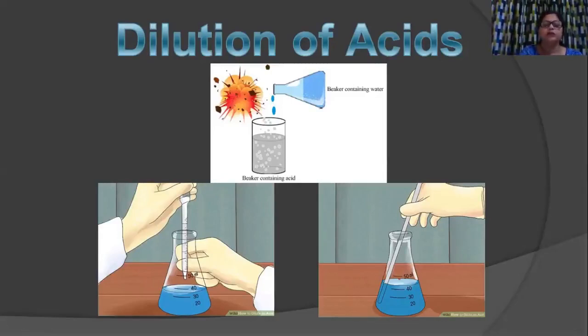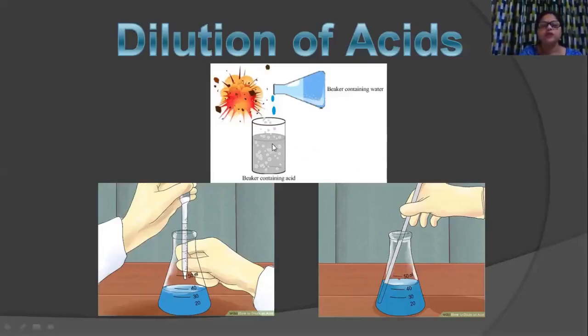And while adding acid to the water, continuous stirring with a glass rod is also required. When we stir the solution with the help of a glass rod, the heat which is generated is evenly distributed throughout the solution. And that is why this procedure is much safer than the previous one.